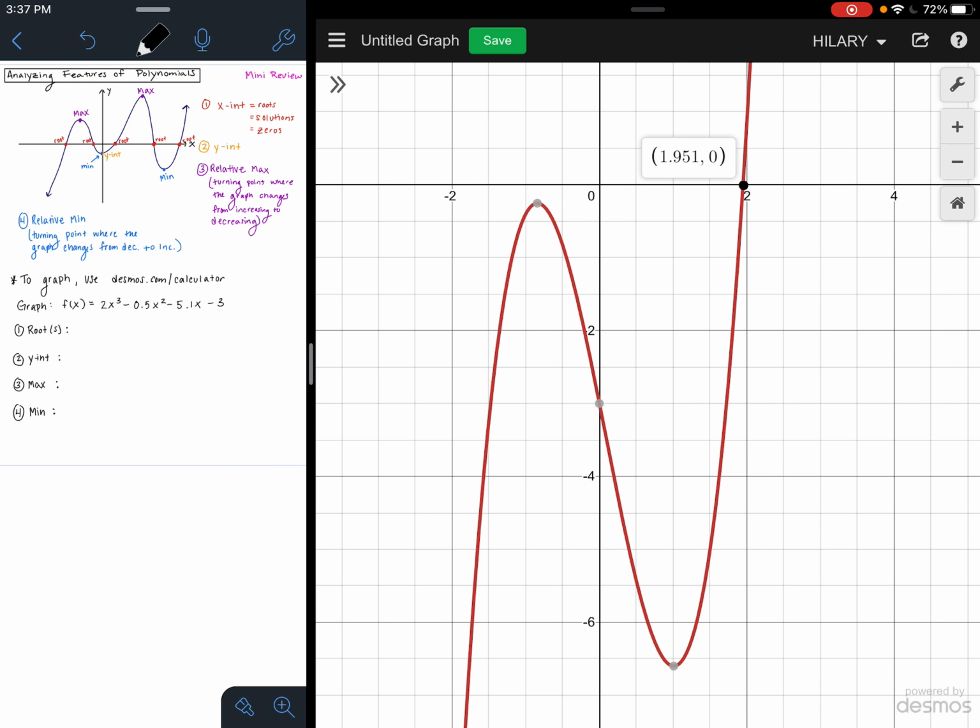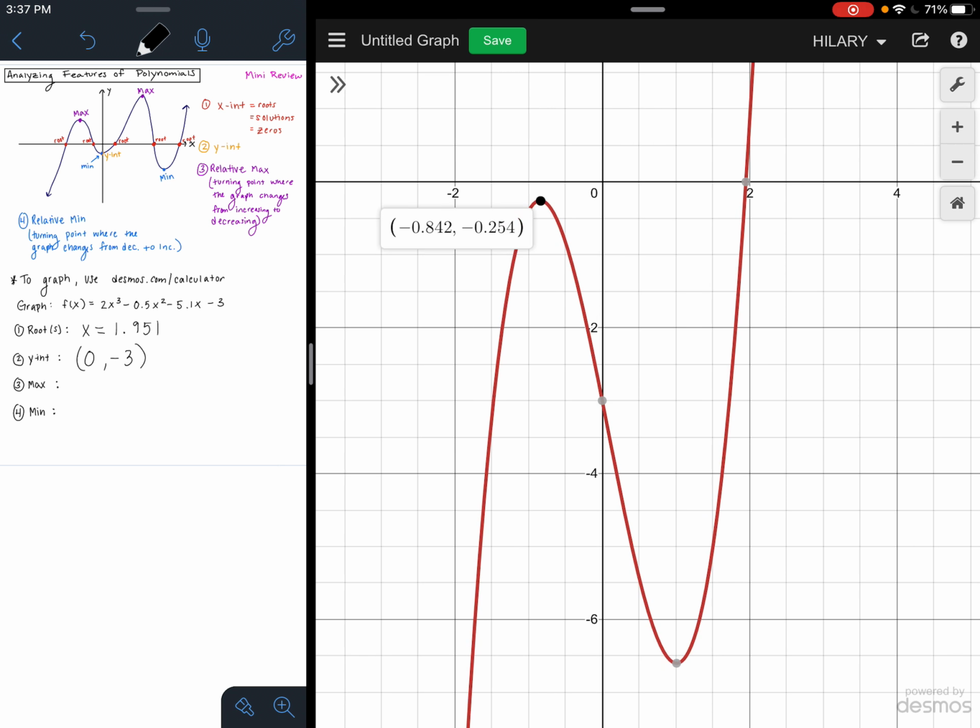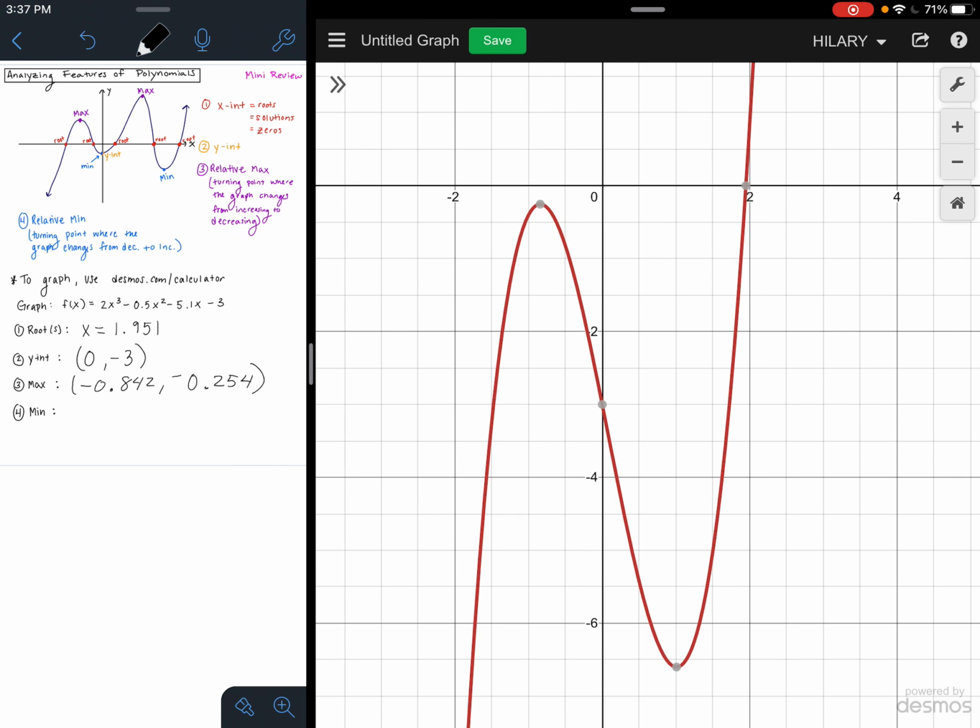So I'm just going to write that down. Oops, I just can't change my color here. Okay, that's fine. All right, so I'm going to have my root at x equaling 1.951. My y-intercept is going to be down at the point 0, -3. And then my maximum, I have one maximum here, and that's going to be the top point of this hill. So that's -0.842, and then 2.54. Oops, I put the decimal point in the wrong place. -0.254.